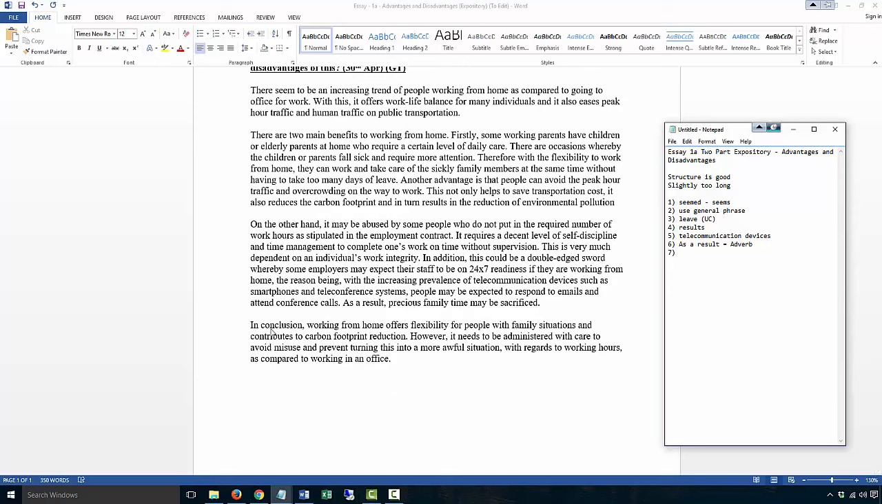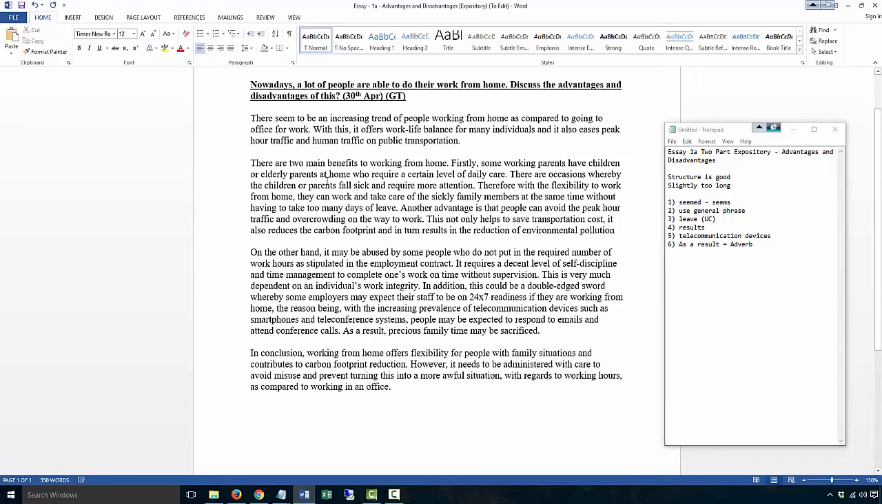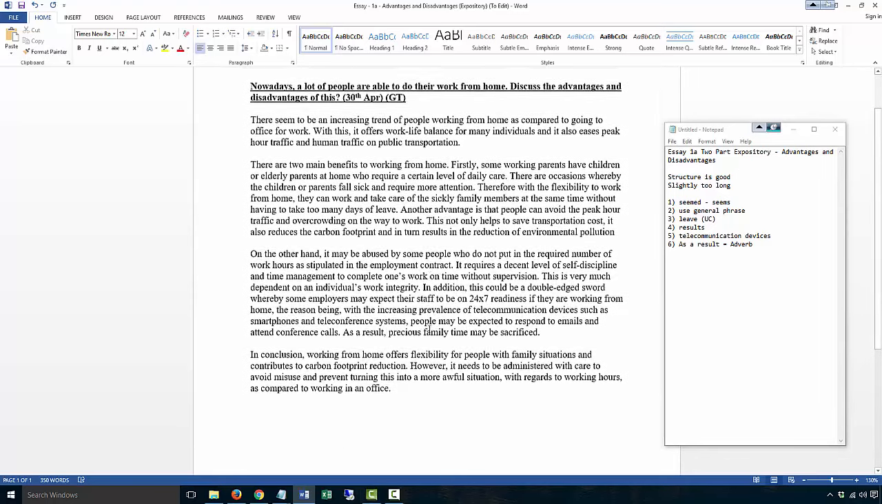So in conclusion, working from home offers flexibility for people with family situations and contributes to carbon footprint reduction. However, it needs to be administered with care to avoid misuse and prevent turning this into a more awful situation with regards to working hours. Okay, all right, so these are not too many mistakes. It's a pretty good essay. These are just some of the mistakes. You got the structure correct, so it's a good essay. All right.